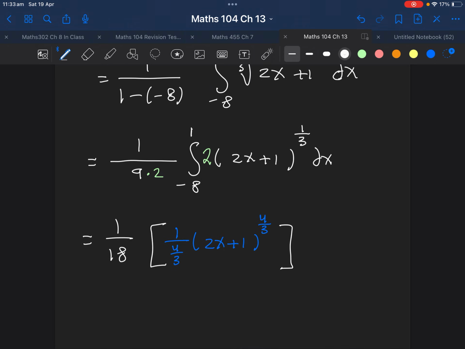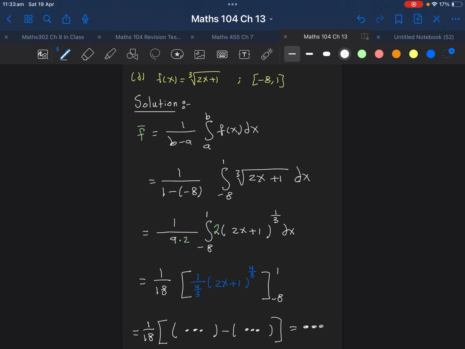Now we need to substitute negative 8 and 1. If we do that, we get just 1 over 18. The first number we will have minus the second number. If we substitute 1, we will get a number. If we substitute negative 8, we get another number. You can just find by your calculator what those numbers are, and that would be the average value. The numbers will not be as nice as expected here, but it is what it is, so we just have to leave it up there.